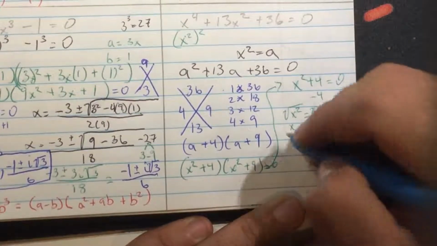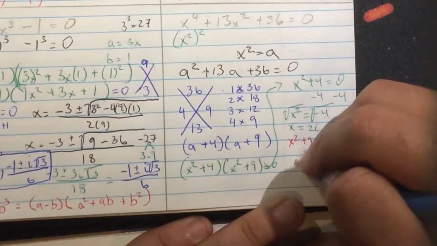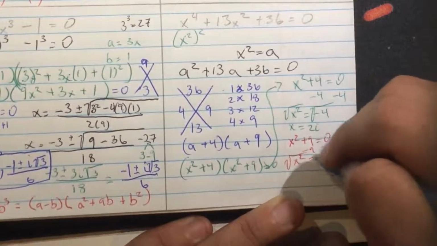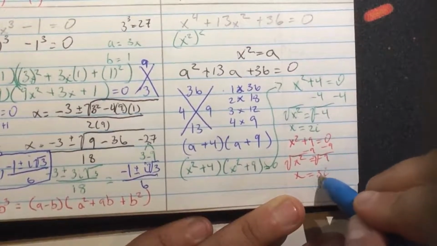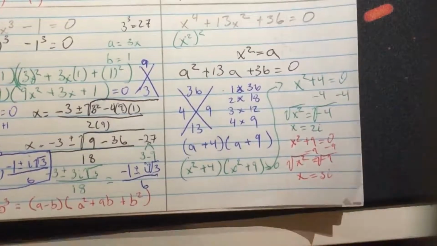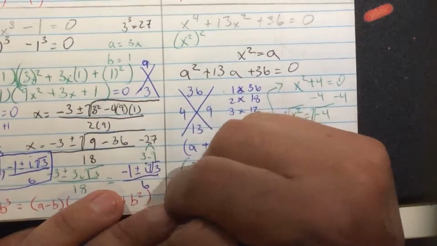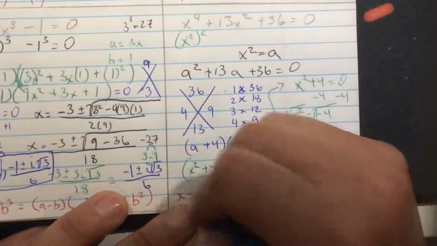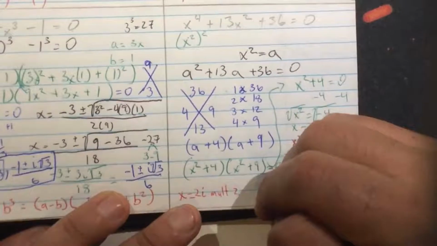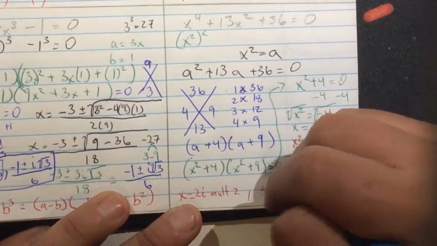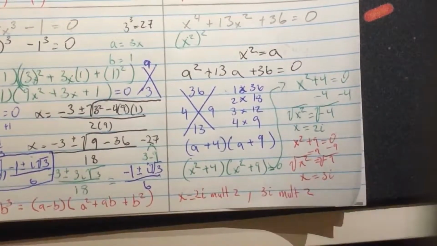Then we're going to do the next one in red. We have x squared plus 9 equals 0, minus 9 from both sides. x squared is equal to negative 9. Square root, x is equal to 3i, because square root of 9 is 3, and square root of negative 1 is i. And our zeros here would be, let's do it in red, x is equal to 2i, multiplicity 2, and 3i, multiplicity 2 as well, because they were both squared.